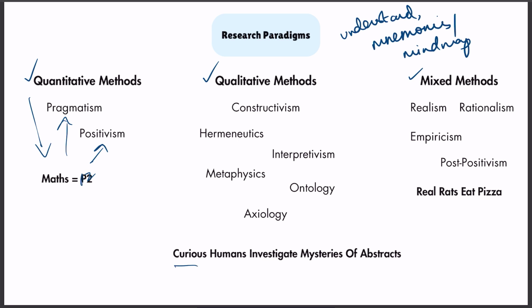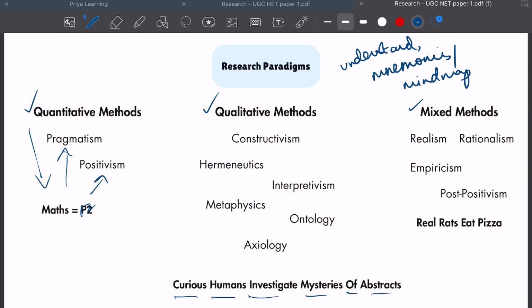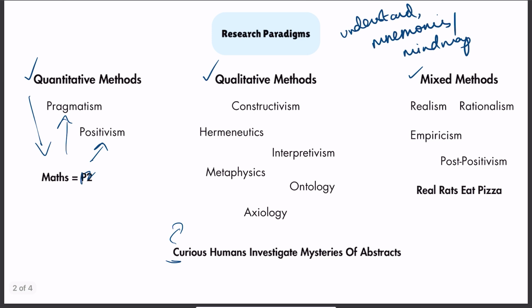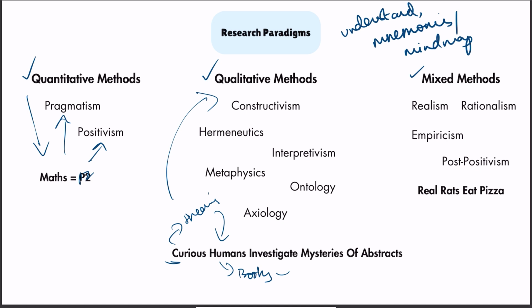Next, for qualitative methods, I've used a mnemonic: Curious human investigate mysteries of abstract. Try to create a story around it. For example, see, Chandra is constructing his own theories, so constructivism. To do that, he meets up with different humans who give him books, so symbols and books, which is hermeneutics. After getting these books, he investigates. On investigation, interpretivism, he interprets the world around him and its mysteries.